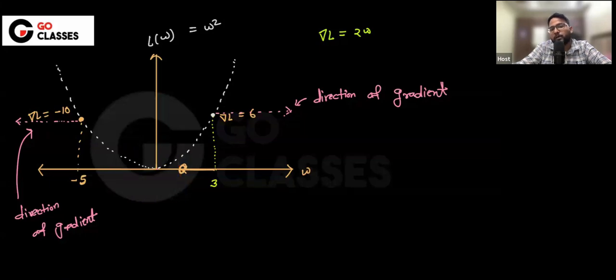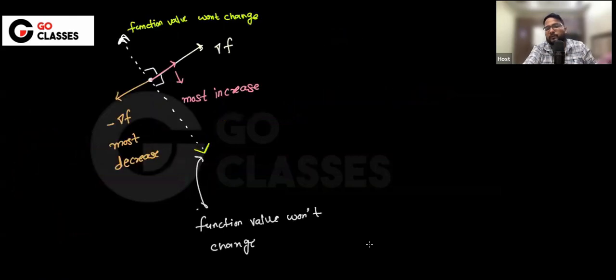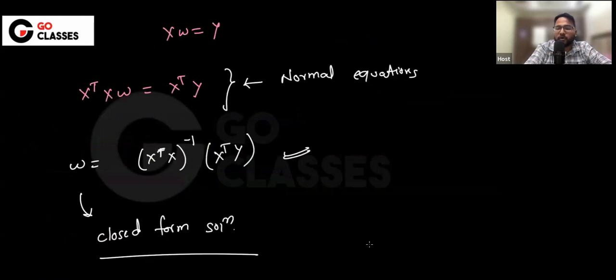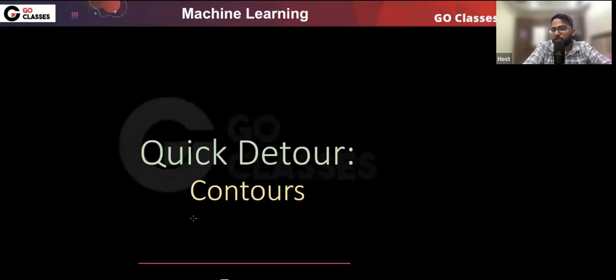Okay. So you will keep on going in the opposite direction of the gradient, which is called gradient descent. Now, before we talk about gradient descent, let me just quickly talk about something called contours. And then we will talk about gradient descent.